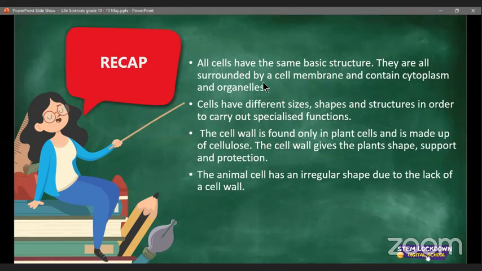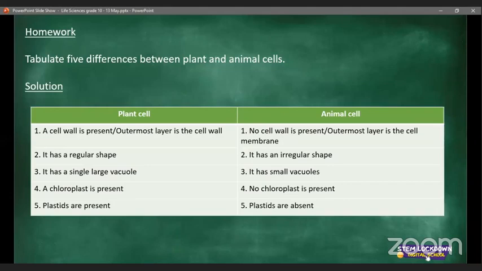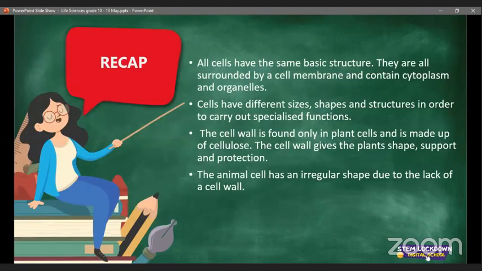Forgive me for that. As I was saying, know the structure, function, and location of the cell wall. I gave you a homework and I said you should tabulate 5 differences between plant and animal cells. Let me just quickly go back. Could you quickly give me the 5 differences between plant and animal cells? What are those?